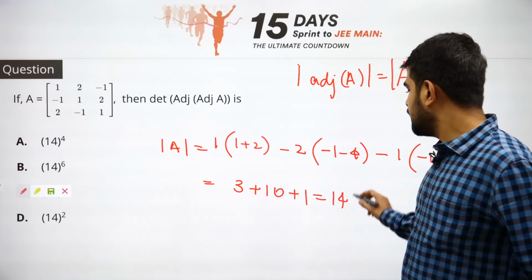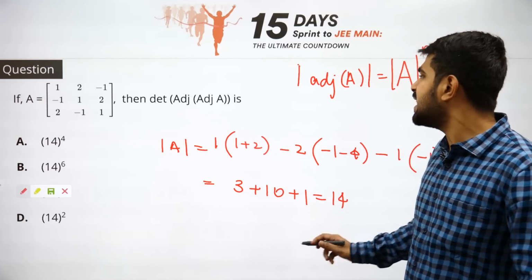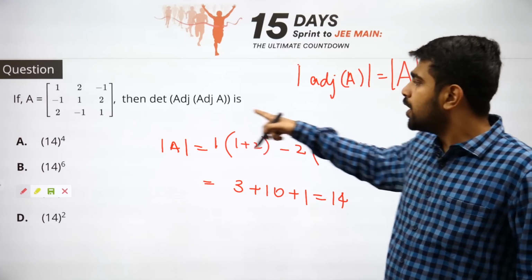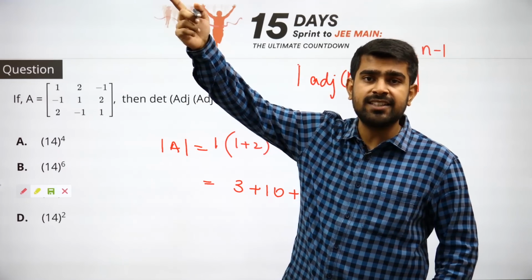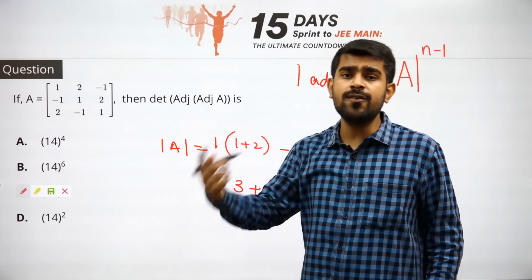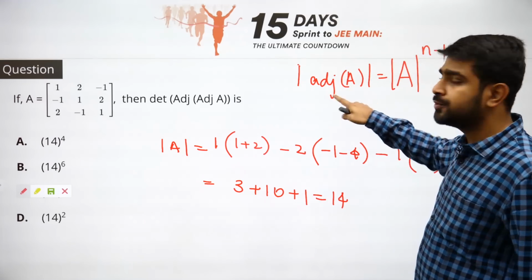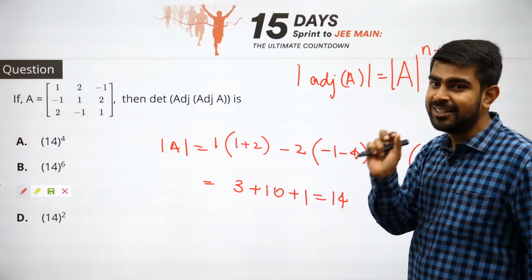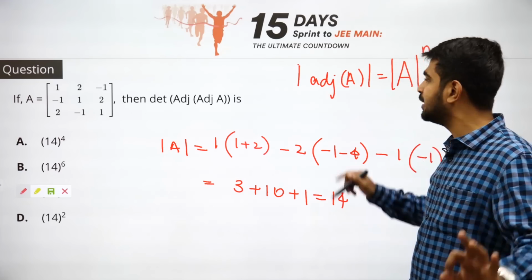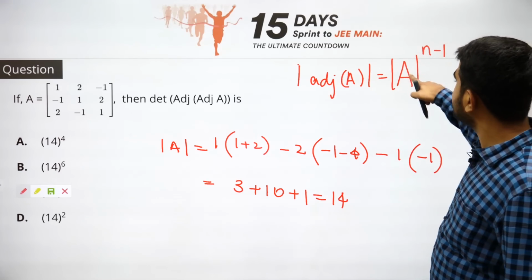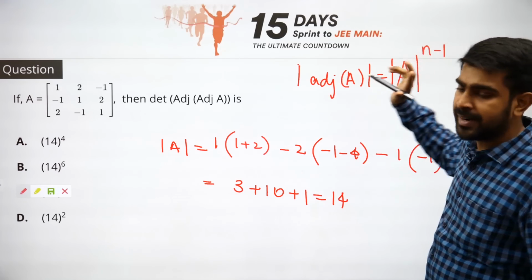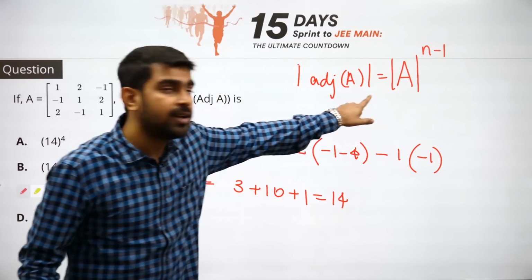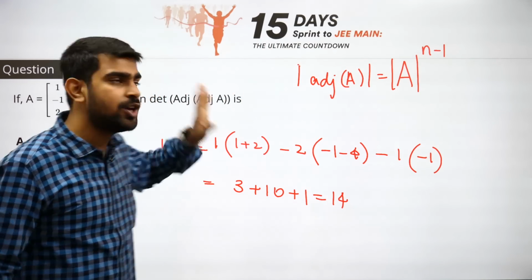Now I found my det of A. But guys, I know this formula. But what about adjoint of A? Since I know this formula, think about it very carefully. I'm going to do something really interesting here. Determinant of adjoint of A is det of A to the power n minus 1. From this formula, you can still get the answer. I will tell you how.